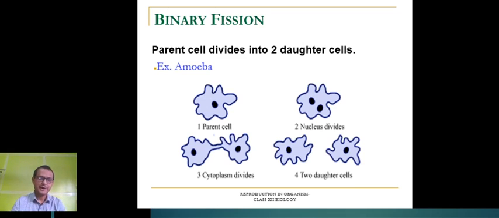So the first thing is binary fission. Binary fission is the simplest way of asexual reproduction, where the parent cell divides into two daughter cells. Simple way: from one parent cell, it will divide into two daughter cells. If you see the amoeba, what is there? The nucleus and the cytoplasm. The nucleus will divide into two parts, and cytokinesis will take place, and the cytoplasm will be divided into two parts. As a result, from one amoeba you will get two amoebae. So this is a simple binary fission.